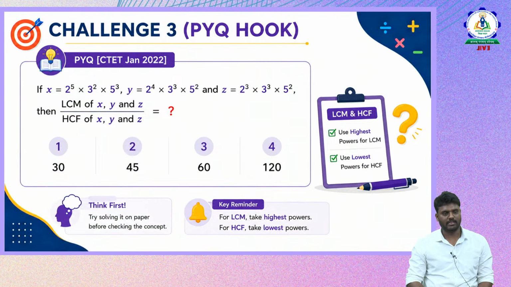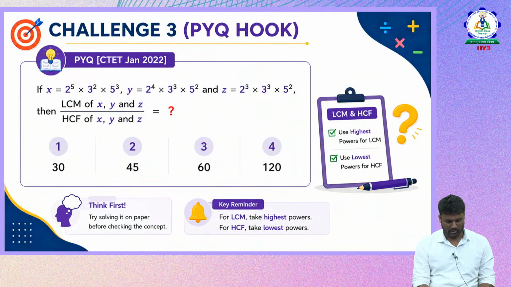Okay, and then there is another question they have given. If x is equal to 2 to the power of 5, 3 to the power of 2 and 5 to the power of 3, and y is equal to 2 to the power of 4, 3 to the power of 3 and 5 to the power of 2, and z is equal to 2 to the power of 3, 3 to the power of 3 and 5 to the power of 2, then find the LCM of x, y and z and the HCF of x, y, z. We discussed the formula in the first and second slides, so we need to apply that concept here. Always remember, for the LCM you take the highest powers and for the HCF you take the lowest powers.